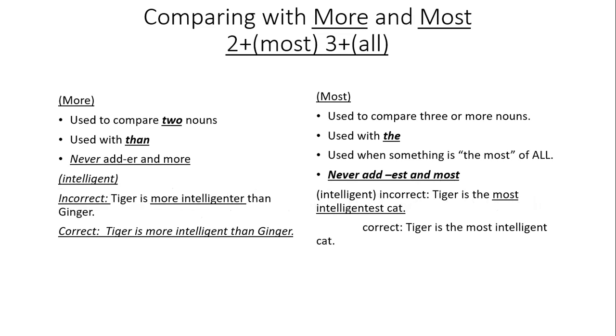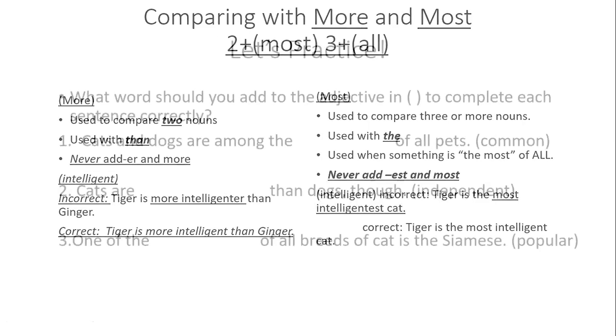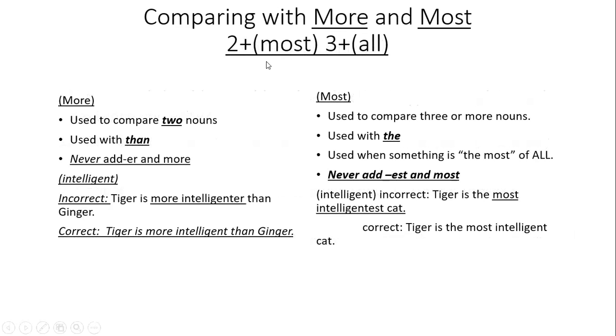Here are some things that we have to follow when we're working with more and most. First of all, I want you to notice that I added a 2 plus, and then I wrote the word most next to it, and then I wrote a 3 plus, and then I wrote all. To most 2-syllable adjectives, which are words that when you separate the syllables have 2, you're going to add most, and we're going to work on some examples here. But if the adjective, like intelligent, is 3 syllables or more, then we're definitely going to use more and most. We're not going to use the suffixes er and est. Intelligent has 4 syllables, so we know for sure that we are going to use more and most.